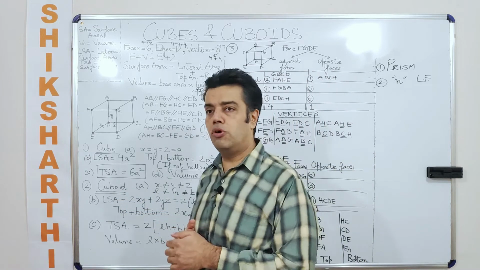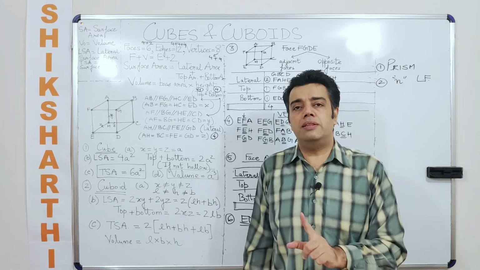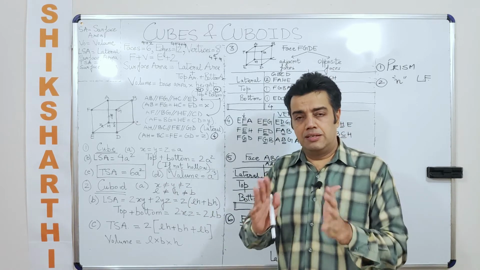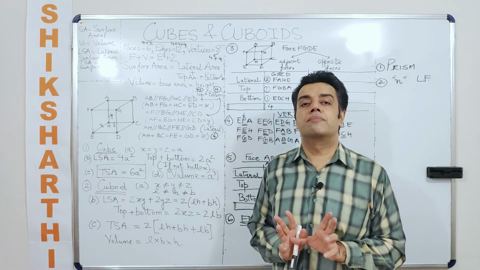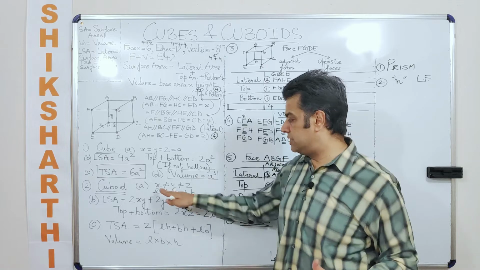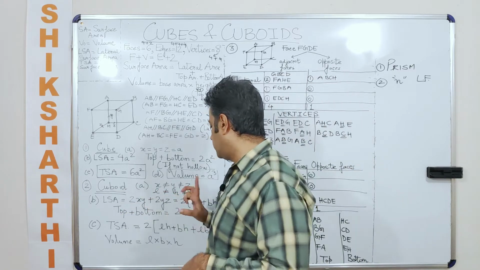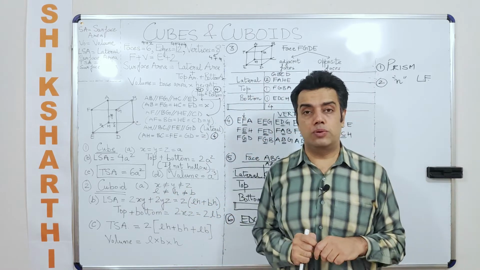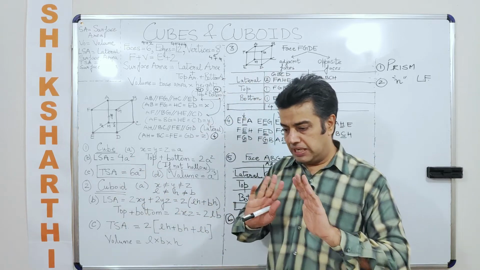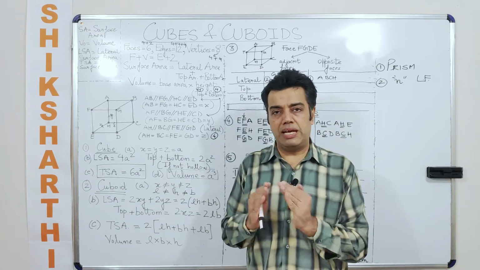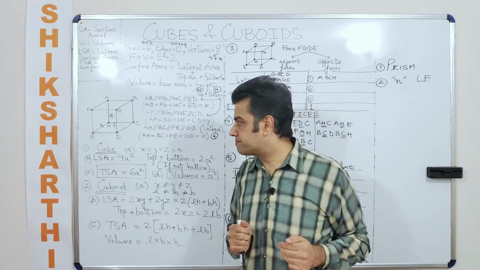Similarly, when we talk about a cuboid, we know that for a cuboid, at least one of the dimensions needs to be unequal. For a perfect cuboid, all three dimensions should be unequal. So I am taking a perfect cuboid wherein all three dimensions are unequal. Okay, so in that case, for the lateral surface area, we know we are having 4 lateral surfaces, whether it is a cube or a cuboid.